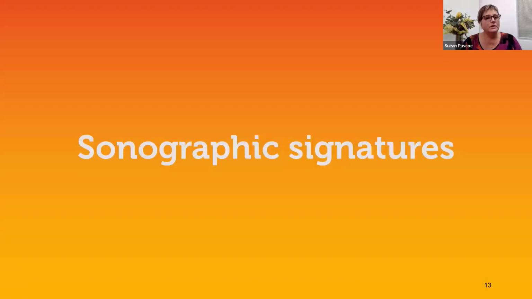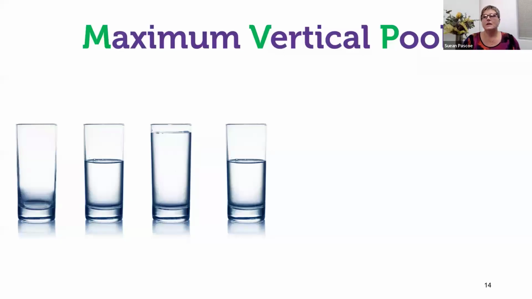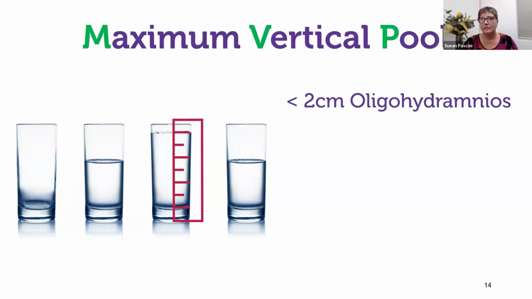So let's have a look at what does too much, too little. What are the sonographic signatures of the amniotic fluid index? So when we look at the maximum vertical pool, we are just measuring the deepest pocket. So you might find lots of little pockets, but you need to find the single deepest pocket, and you just measure that one pocket vertically. Your probe is vertical and perpendicular to the bed, and the measurement that you take is a vertical measurement.